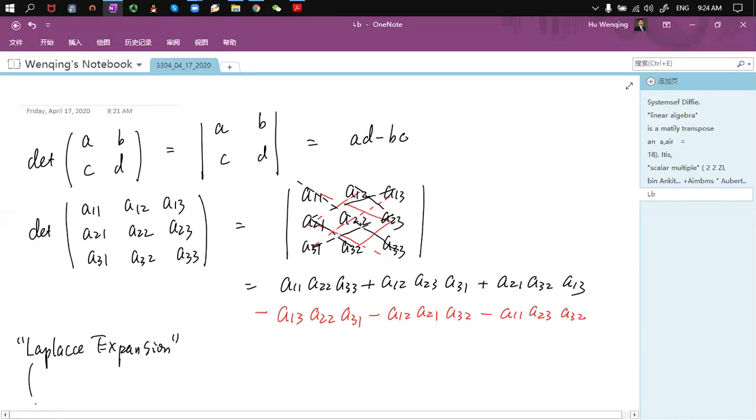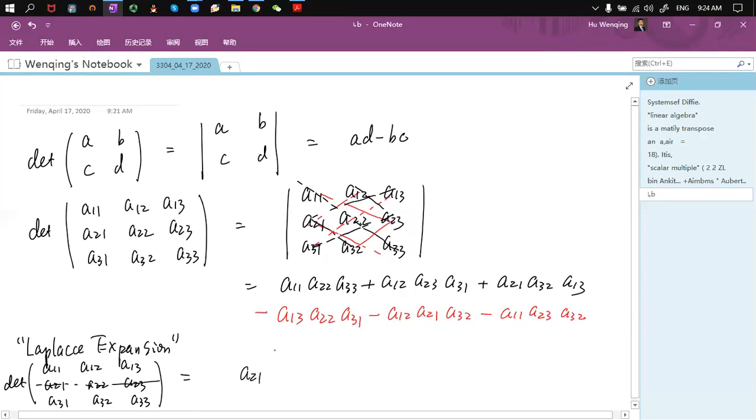Laplace expansion simply says that you take A11, A12 and A13, A21, A22, A23, and A31, A32, and A33. You want to take the determinant of this matrix. You just select a row, for example I select the second row. You can select arbitrary columns and rows. Then you're going to have A21 multiplied by its cofactor, plus A22 multiplied by its cofactor, plus A23 multiplied by its cofactor.